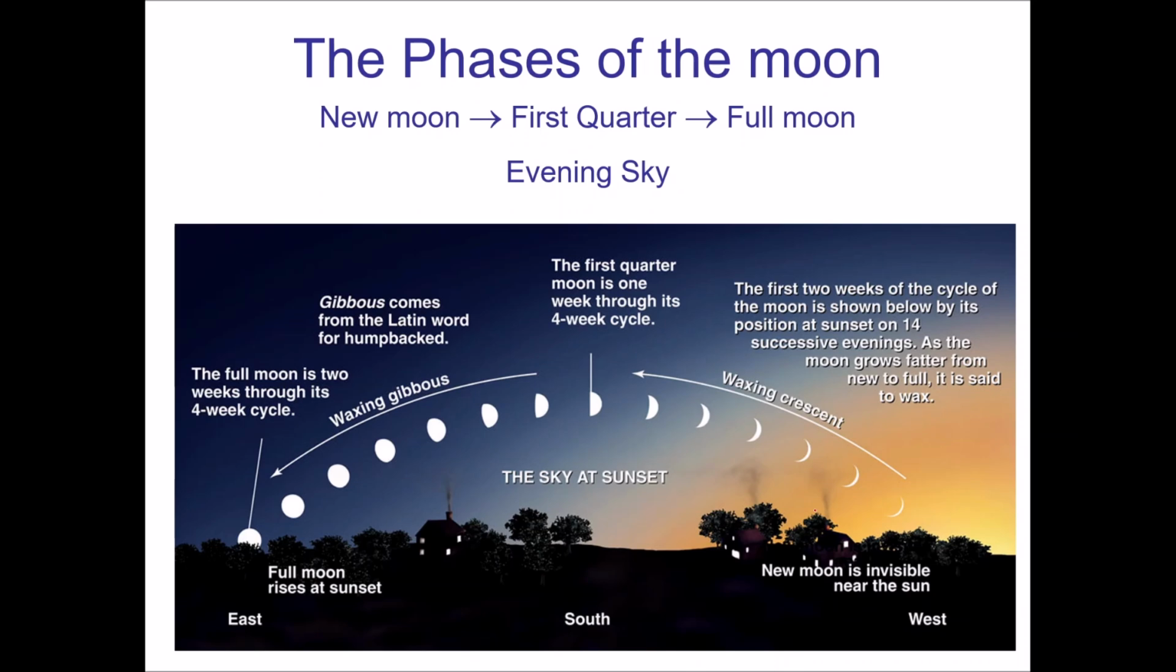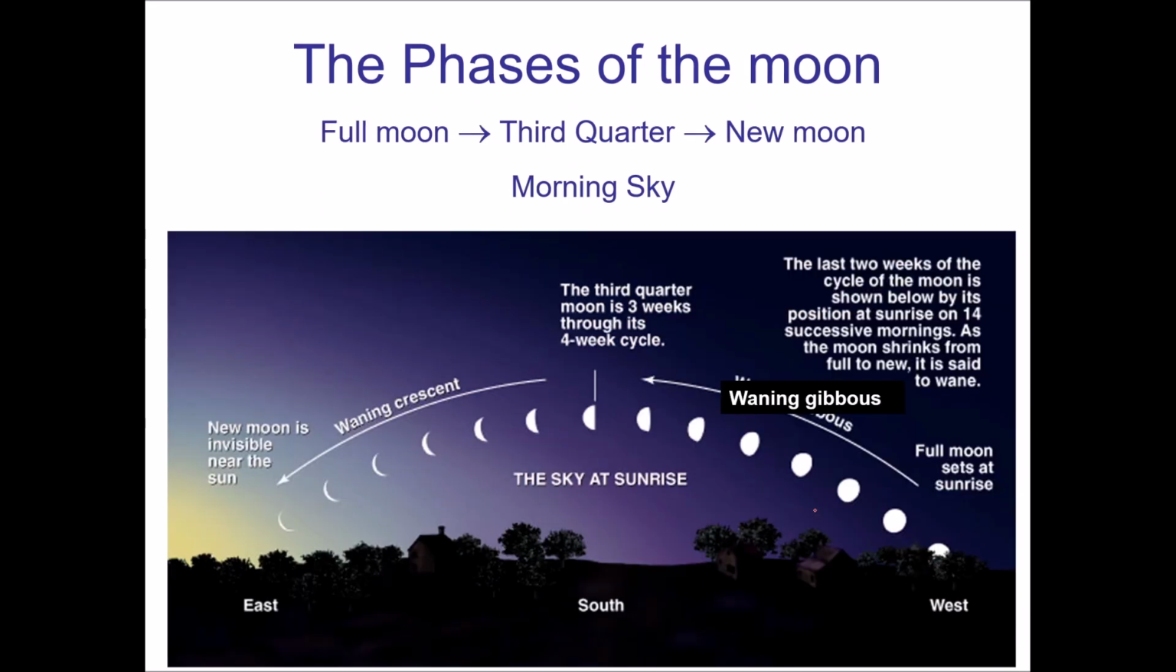In fact, on the day when it's the full moon, you can stay up all night, watch the moon in the sky. It's going to drift across the sky, and then it's going to start to set. And then you could start observing things in the morning. This is the same kind of picture, but it's for the morning sky.